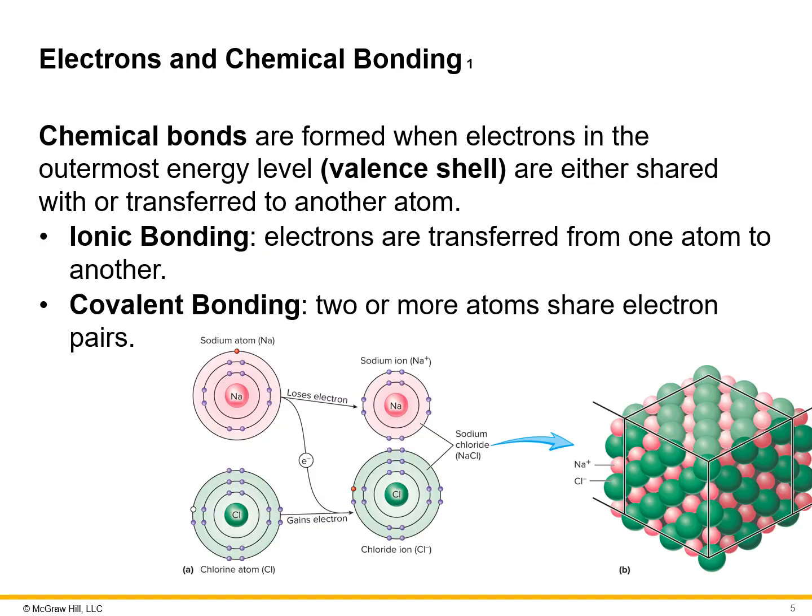We already mentioned a little bit about chemical bonding, and again, electrons aren't important for making mass, but they're very important for determining the chemical properties of an atom.